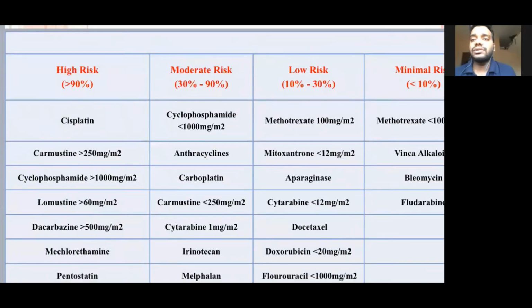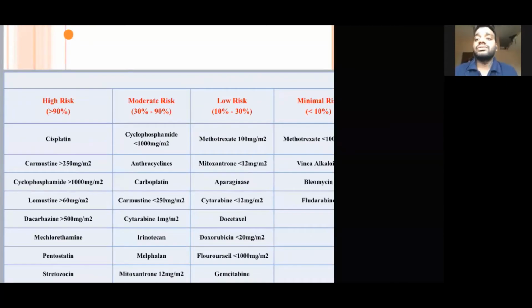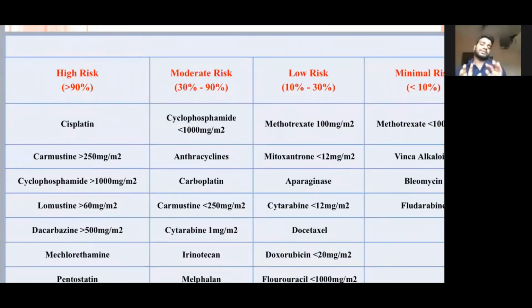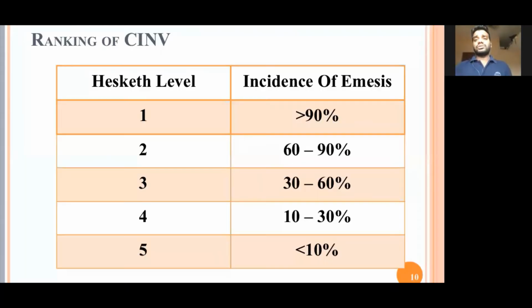Whereas if you see low and minimal risk for methotrexate, if you are using methotrexate at 100 milligram per meter square, that's a low risk, 10 to 30%. But if you are using the same methotrexate at less than 100 milligram per meter square, that is having minimal risk. Okay, so this is just to look at how much risk is associated with which drug for nausea and vomiting. This is something very similar to what we saw in the previous slide.